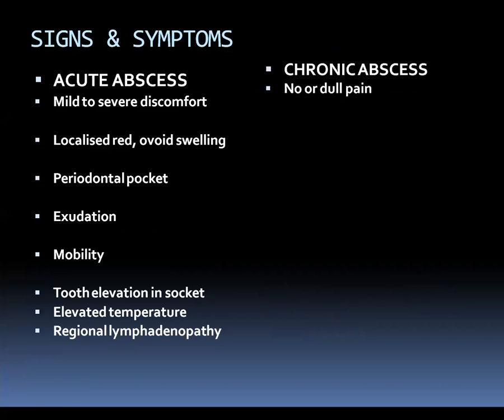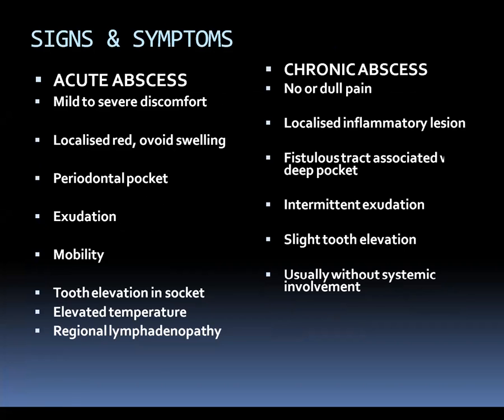What are the different signs and symptoms of acute and chronic abscess? In an acute abscess, there is mild to severe discomfort, while in a chronic abscess, there is no pain or a dull type of pain. An acute abscess is localized, red, and ovoid, while a chronic abscess is a localized inflammatory lesion. It is mostly associated with the periodontal pocket, a fistulous tract associated with a deep pocket.